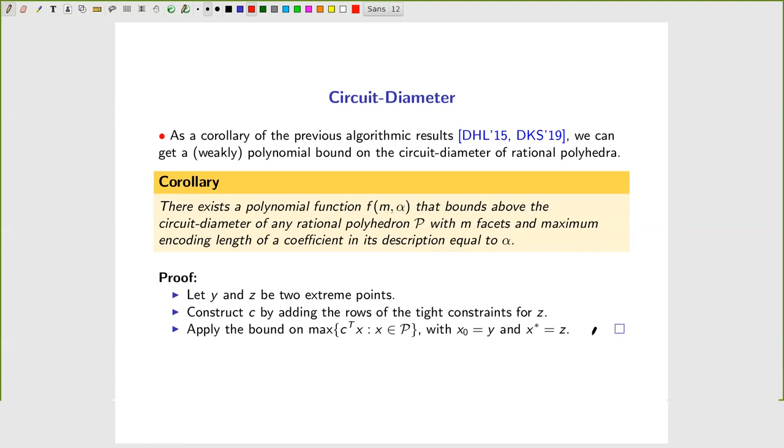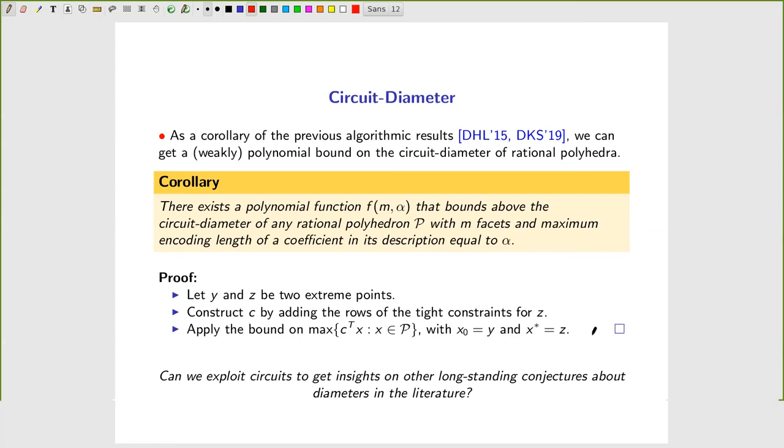And again, we also discussed this a little bit yesterday. Maybe this could help for showing some weakly polynomial bound on the normal diameter, if you are able to work out this approximation along the edges.